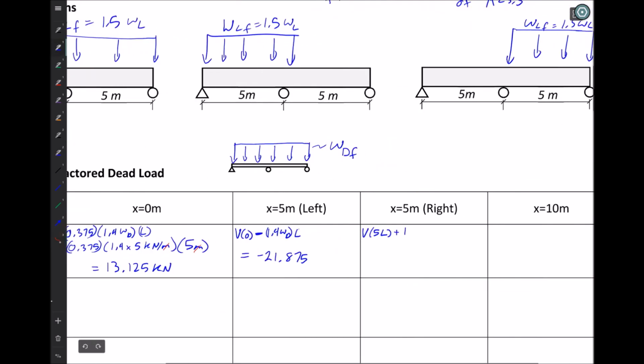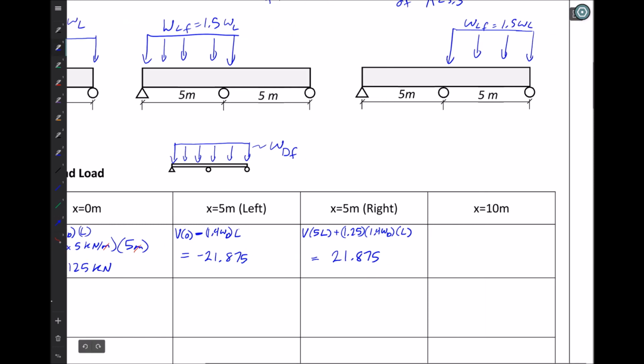So we'll add 1.25, our reaction coefficient, times 1.4 W dead, that's our factored dead load, times L, which will give us the reaction at that point. And we will see now we are at 21.875. Since the beam is symmetric, it's equal span on either side, and the load is consistent and uniformly distributed, we do expect the shear to jump from a negative 21 to a positive 21 because of symmetry of the structure.